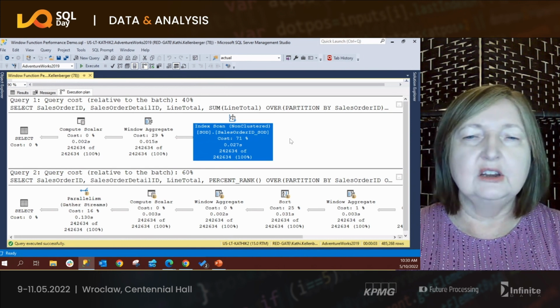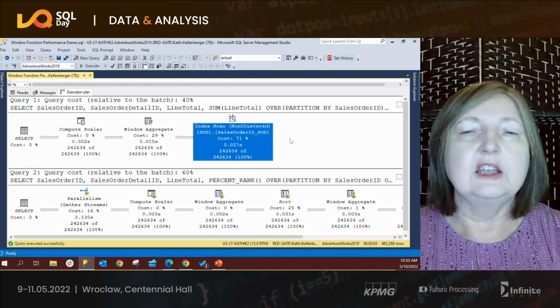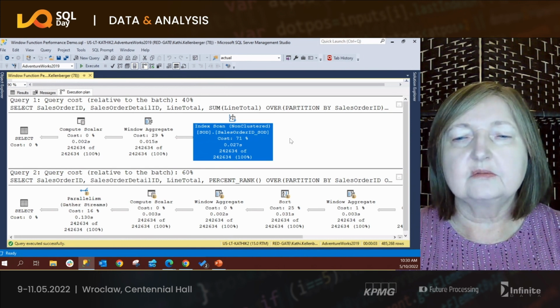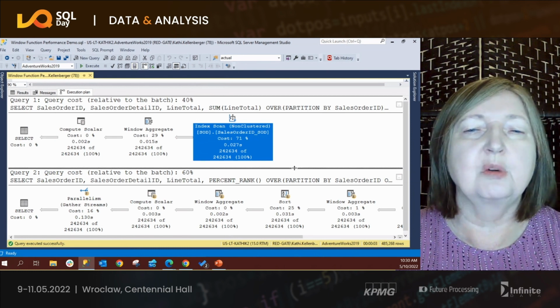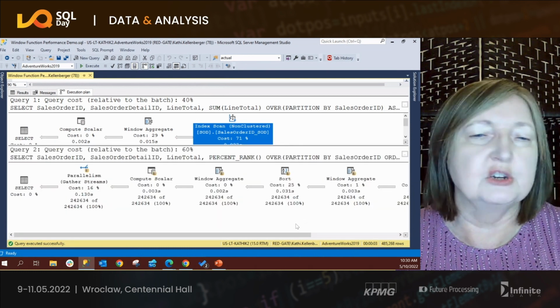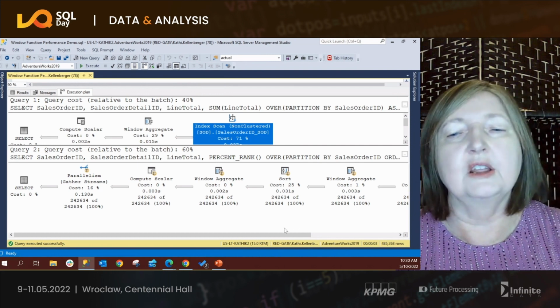That's 2019. That is also Enterprise Edition. I have not heard if that Enterprise Edition requirement will be changing with 2022. Have not heard anything about that.